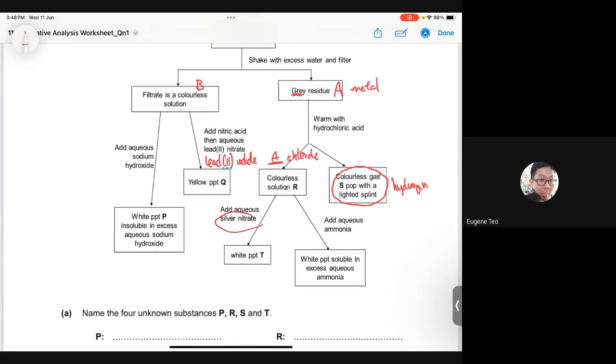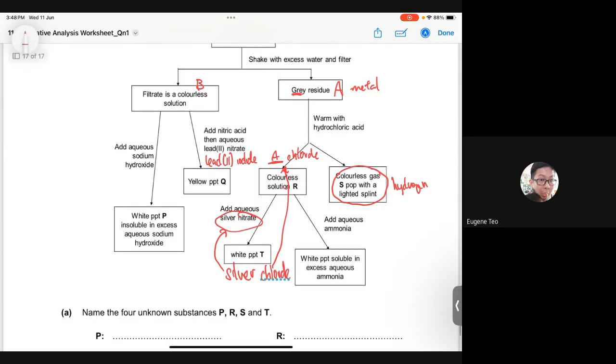I add silver nitrate. Whenever I add silver nitrate, a white precipitate will give me silver chloride. The silver comes from silver nitrate, the chloride comes from solution R. So I know white precipitate P is silver chloride, because this is an anion test for chloride or iodide. Add aqueous ammonia, this is a cation test.